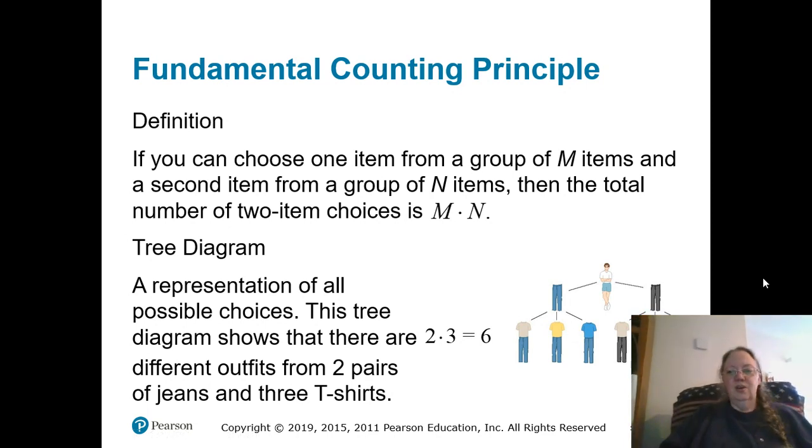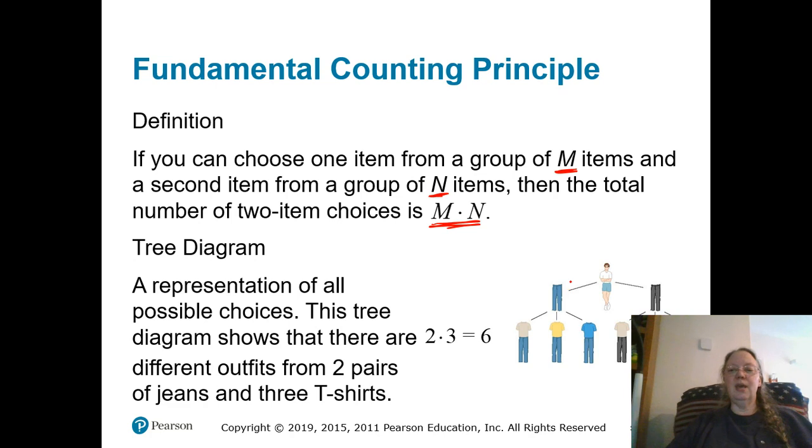All right, let's suppose we have a certain number of items, M, a group of M items, and we have a second group, and we have N of those. So the total number of possibilities is M times N. This will make more sense when we look at this diagram right here.